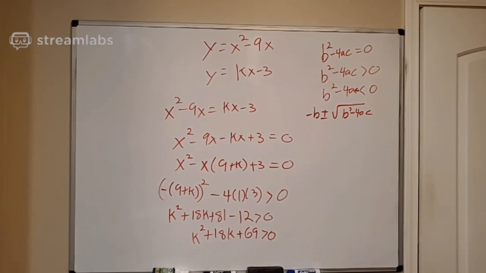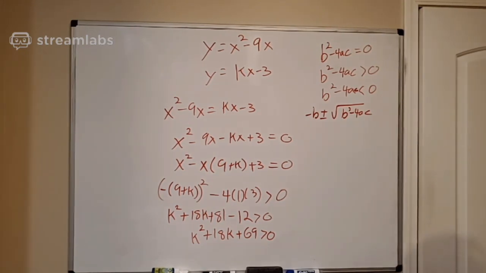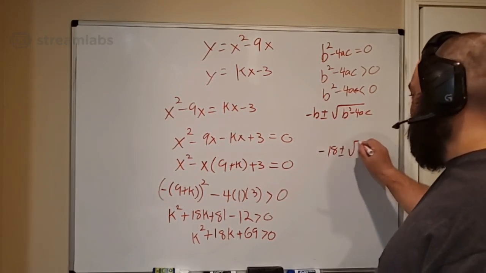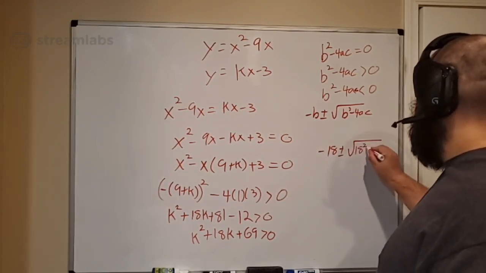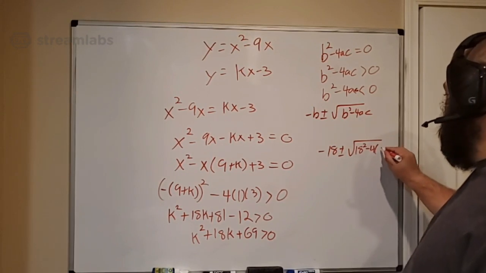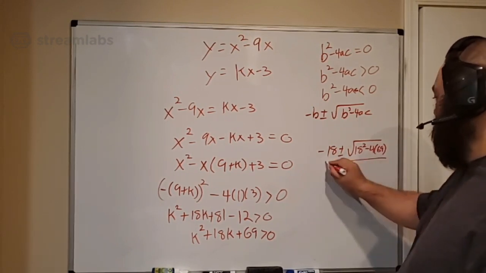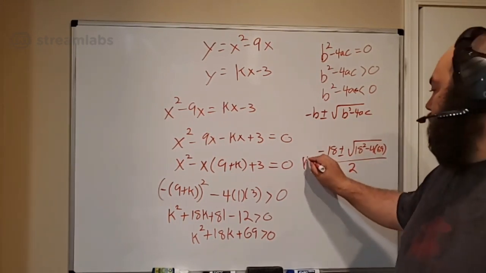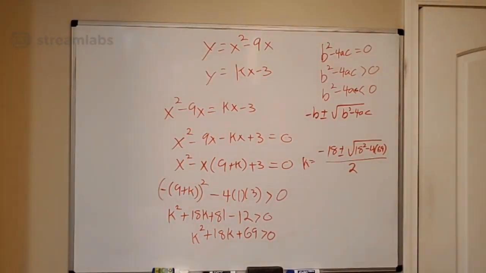Okay, so at that point you choose the quadratic again. The actual full quadratic this time. So negative 18 plus or minus root of 18 squared minus 4 times 69, over 2. So k equals that. Calculator, because I don't know what those numbers are.